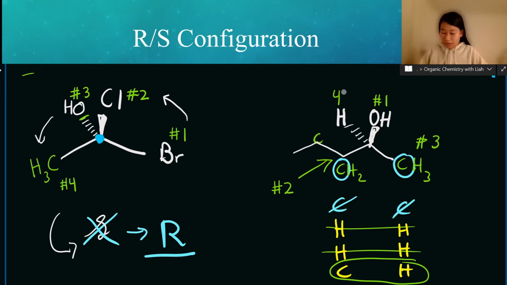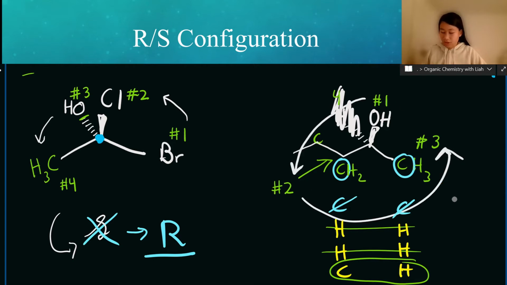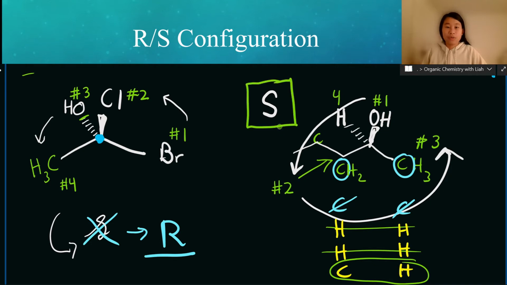Now ignore what's on the dash and count from lowest to highest number. So we have 1 to 2 to 3. This looks like a counterclockwise rotation, which is going to be an S configuration. Now, like we did last time, we need to check what's on the dash. So on the dash, we had priority number 4. 4 is an even number, therefore this is going to be an S configuration. We'll keep the configuration that we first found.